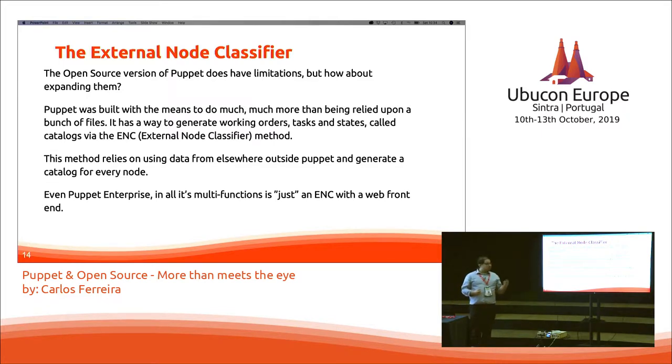And keep in mind that once you use this, there's no coming back. Well, there's coming back, but you cannot use this for a group of servers and not use it for the others. You need to use it for all of them in that infrastructure. Even Puppet Enterprise, with its multifunction wonders and everything it does, is just an ENC with a web front end. Puppet Console is just a front end for a very powerful Ruby interpreter that actually is an ENC.